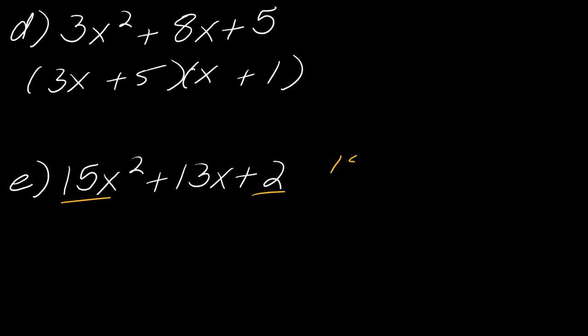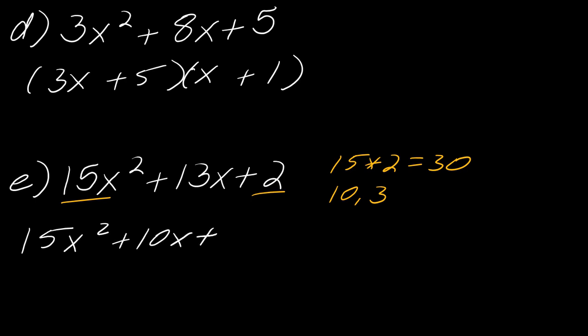So I'm going to have 15 times 2 equals 30. So I need two numbers that multiply to 30 but add to 13. And I can tell right away that that's going to be 10 and 3. So that's going to be how I break this up. So this is going to become 15x squared plus 10x plus 3x plus 2.